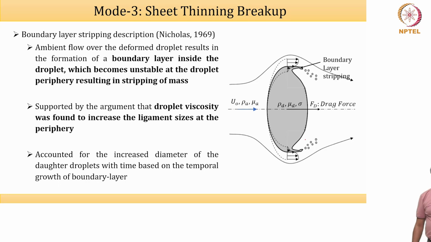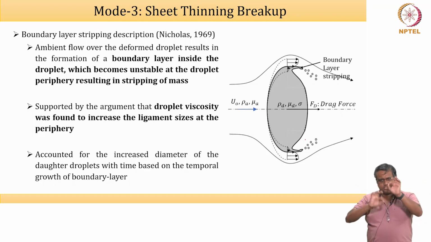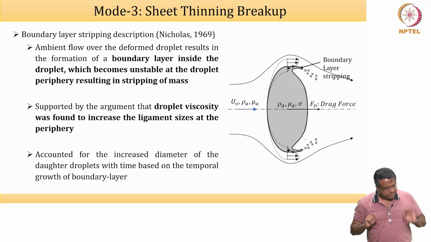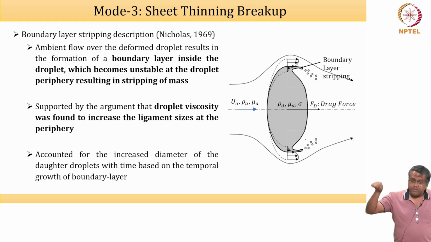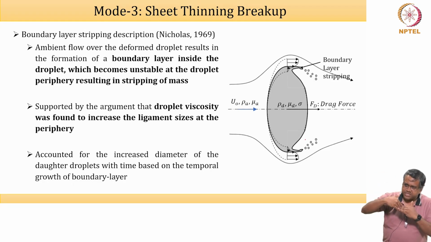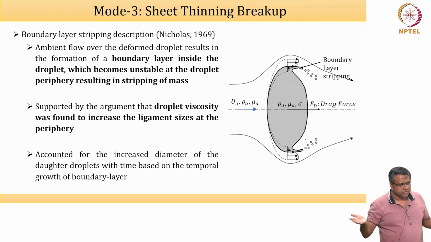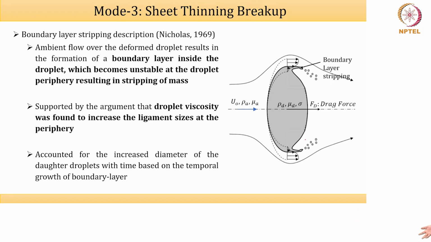So what happens is that when you have a flow around the droplet, you develop a boundary layer in the gas phase and in the liquid phase, and you have an interface matching condition. At the interface, the velocity should be the same no matter which direction you are coming from, but the gradient will be different, right? Because you have to match the shear also at the interface. So the gradient will be different because the viscosity is different, etc. So what happens is that due to this, the boundary layer inside the droplet becomes unstable, right? And that leads to this kind of stripping. That is the stripping mechanism.